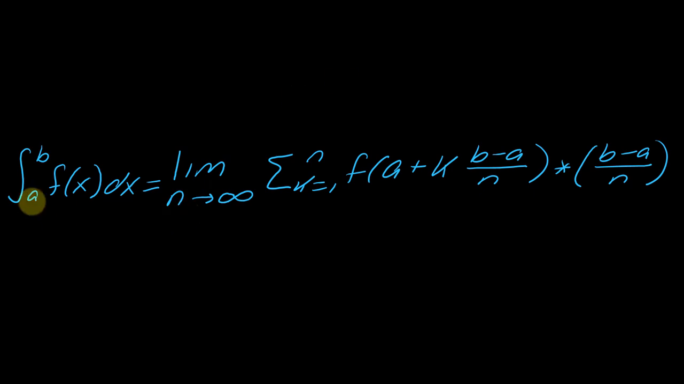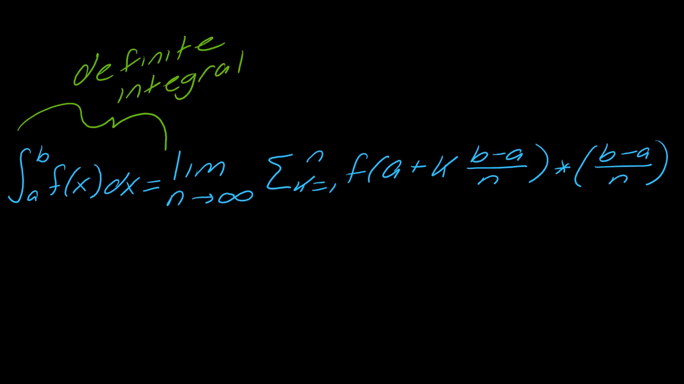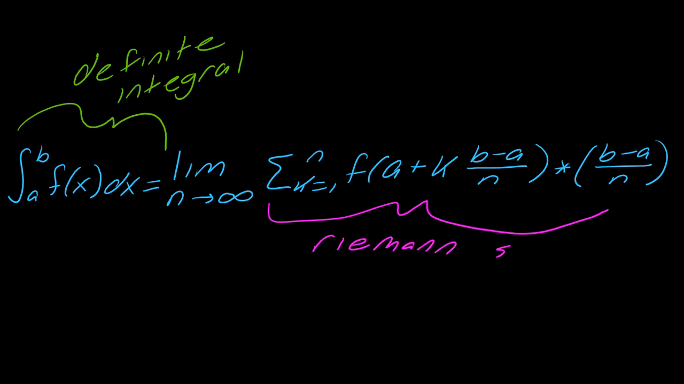So this part here, this actually is our definite integral. And then this part over here, if you've been watching some of my other videos, this is the formula for a Riemann sum doing right endpoints. So this is a Riemann sum using right endpoints.